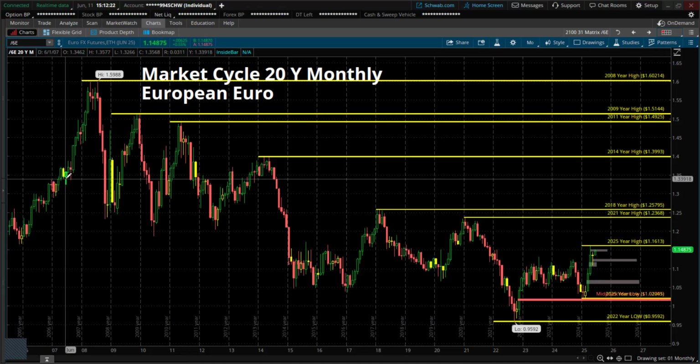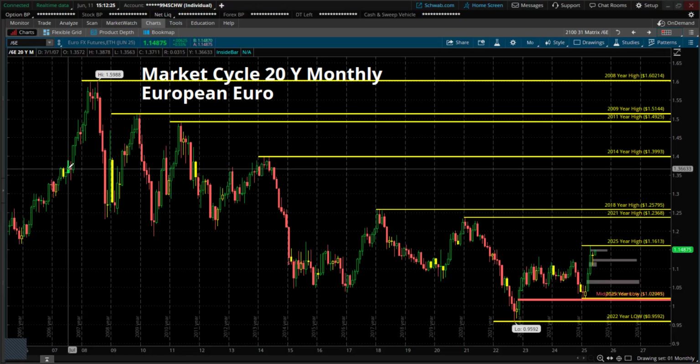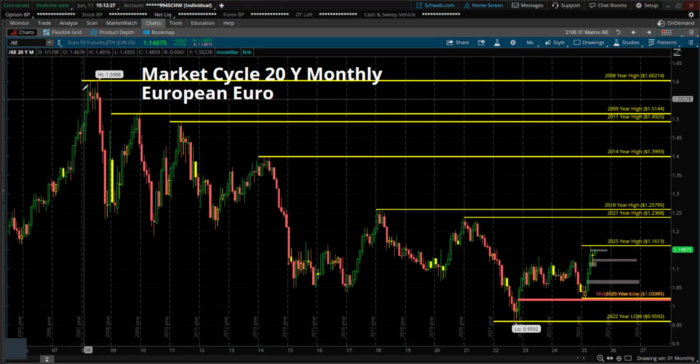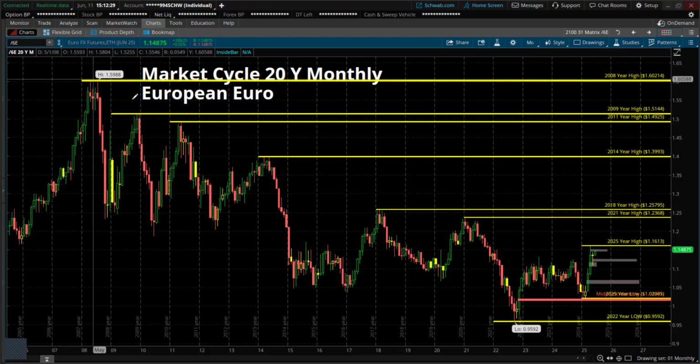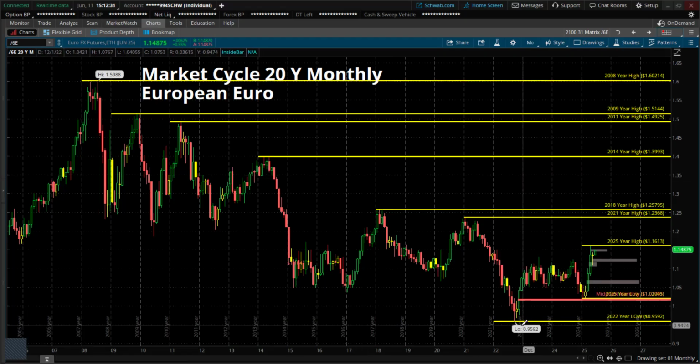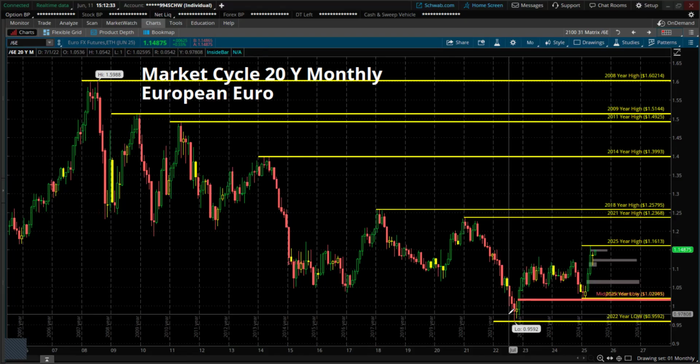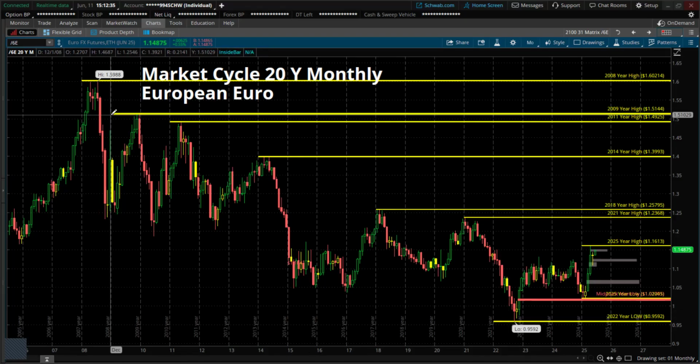This is a 20-year chart, and each candle is a month. On the top left, there's the high from 2008. Bottom right, there's a low of 2022. Wow, when the euro fell huge.